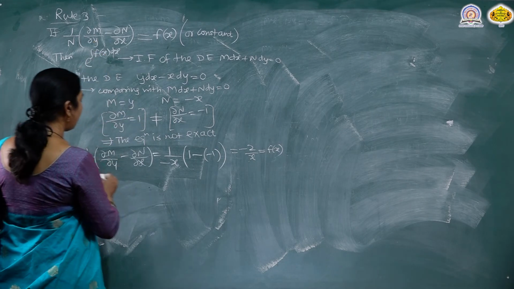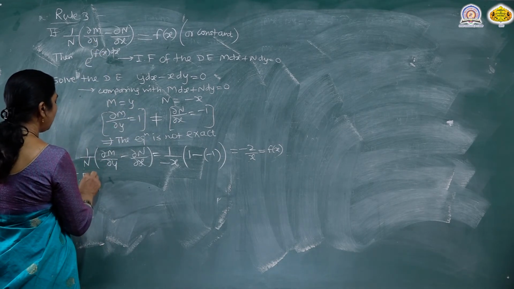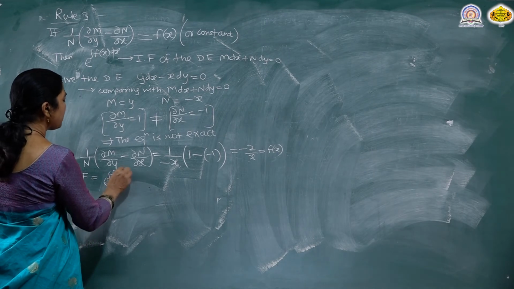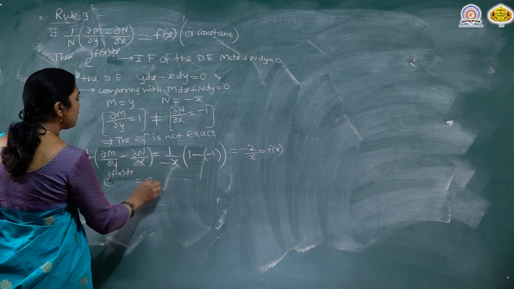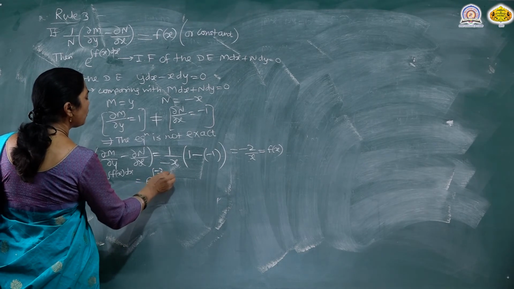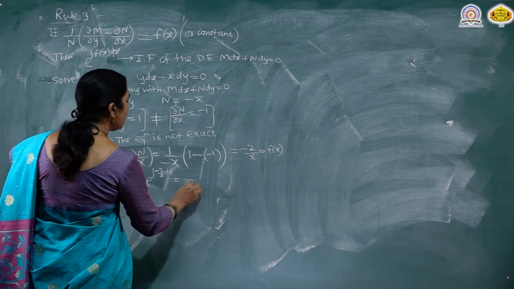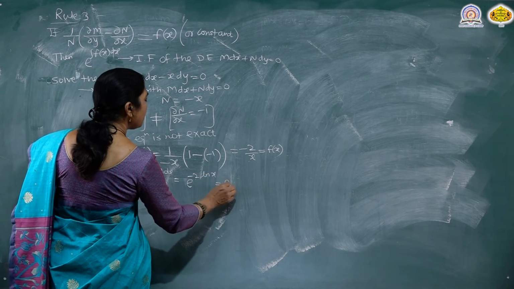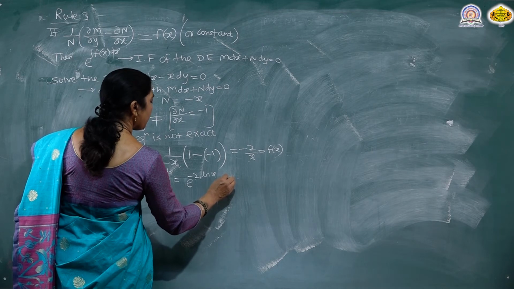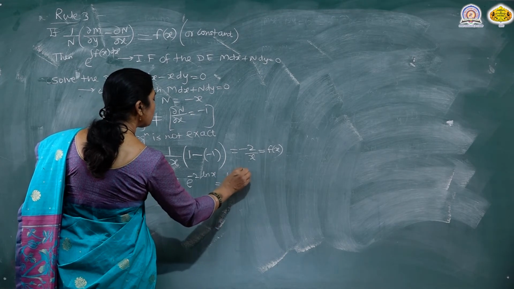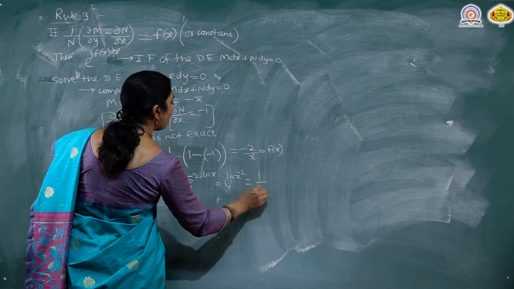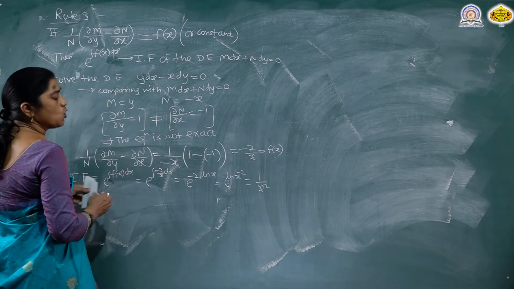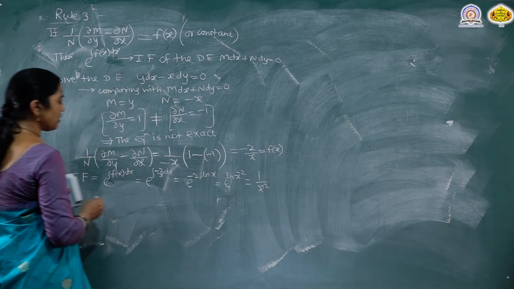What is the integrating factor in this case? The integrating factor is e raised to integral f(x) dx. That is e raised to integral minus 2 upon x dx, that is e raised to minus 2 ln x. That is e raised to ln of x raised to minus 2, that is 1 upon x square. So 1 upon x square is the integrating factor.